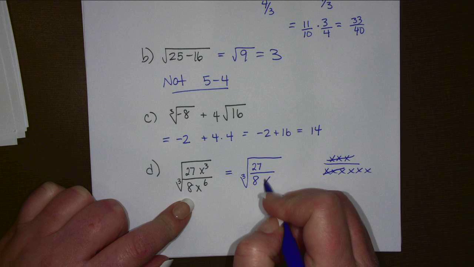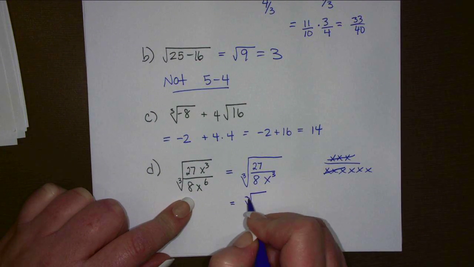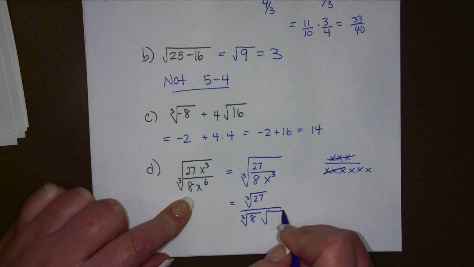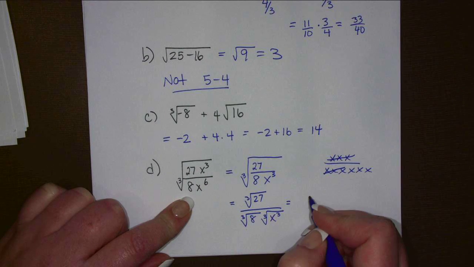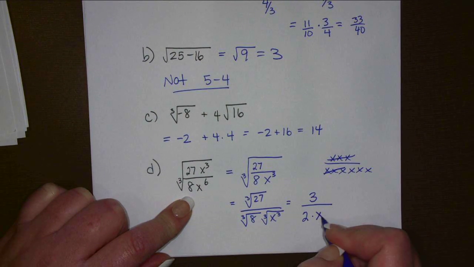Now because there's no plus or minus signs, we can do the cube root of 27, the cube root of 8, and the cube root of x cubed. Cube root of 27 is 3, 2, and x. So 3 over 2x would be the answer.